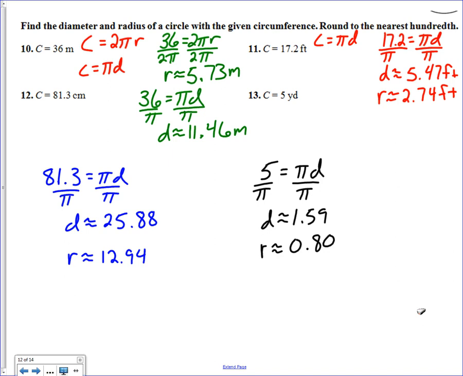The correct answer still should be what I have here, 1.59, and I forgot my units, yards, and 0.8 yards. Again, it's not half of, but we did take half to get there, right? So hopefully we did round correctly there, and I missed my units over here as well as centimeters. All right?